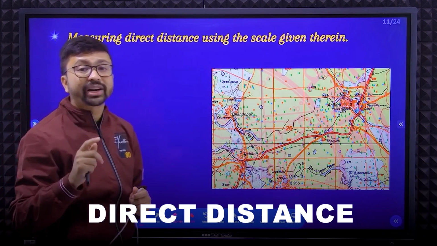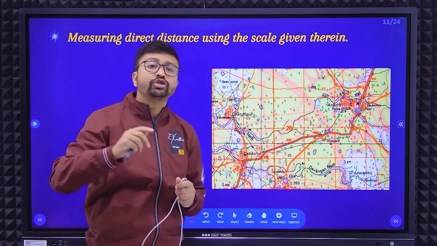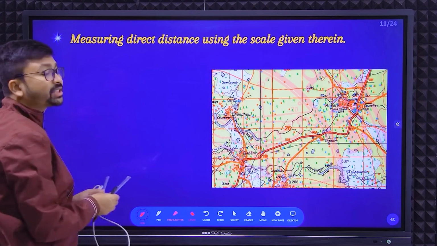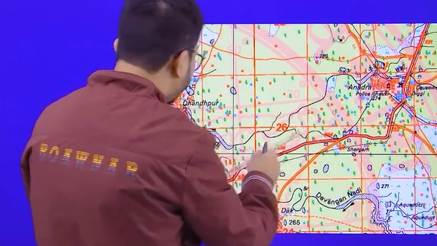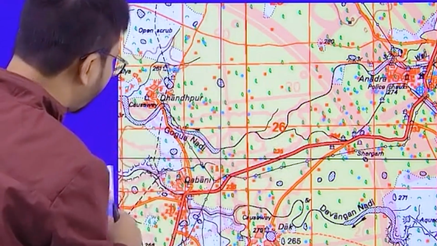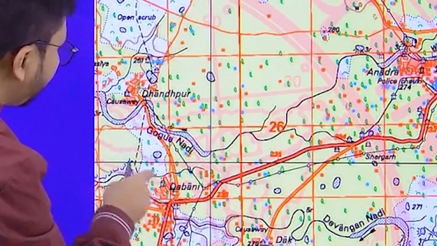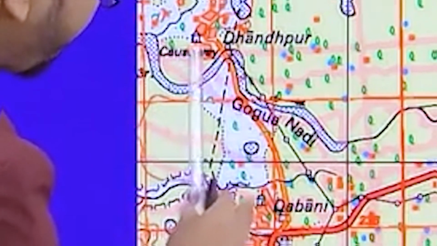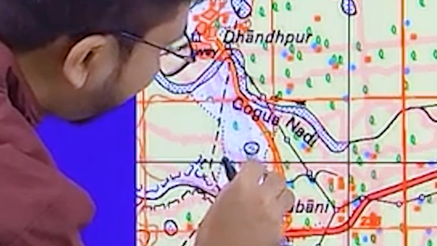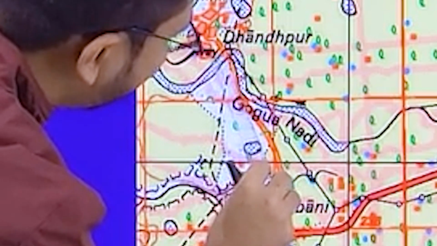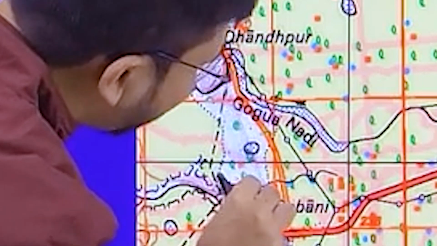One, there will be direct distance from one village to another village, direct distance, right? For those distances you can use the scale. Just see what is the distance from that particular village to that particular village. Remember, direct distance. Here you can see Dabni to Dhanpur. You need to place the scale like this, and you will be able to find out the distance. So according to that, how much distance will you get?